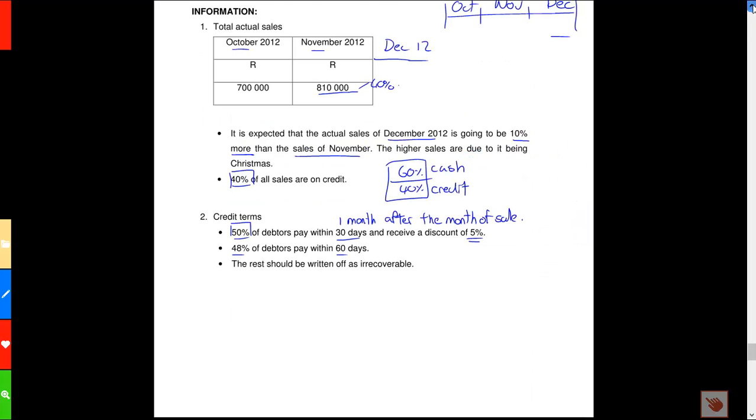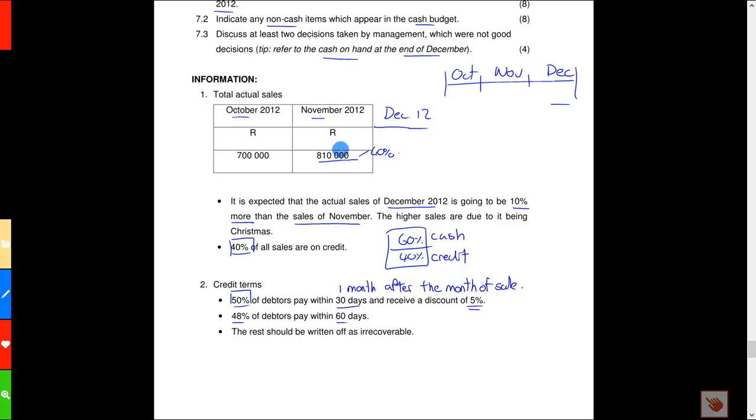Alright, so we've dealt with the November sales that will be collected in December. Okay, that is the first one: 50% of the November sales will be collected in December. What about the October sales? How much of the October sales will be collected in December? Well, the October month is 2 months before December, and they say 48% of debtors pay within 60 days. Again we're assuming that most sales occur near the end of October. So if debtors pay us within 60 days, most of this is going to be collected only in December. 30 days would be around here, so 60 days would be around here. So the bulk of that would be collected in December.